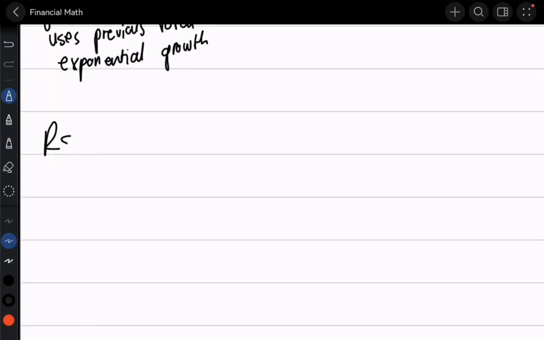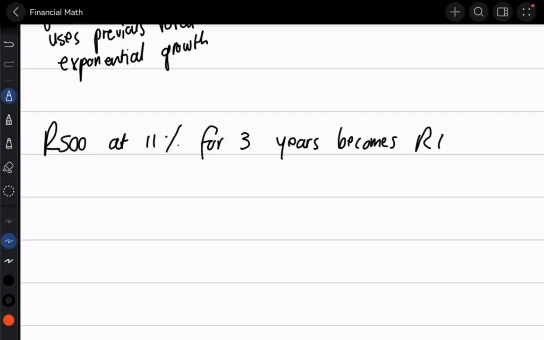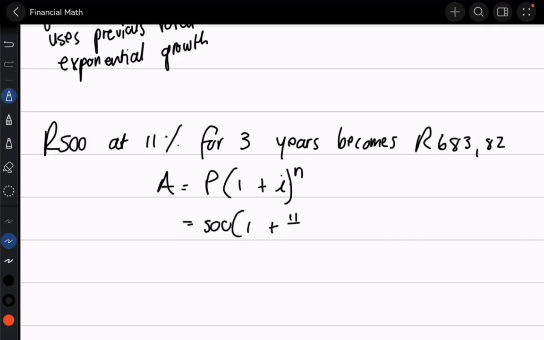So let's say the question says to us: 500 at 11% for 3 years becomes 683.82. So the trick is to just always use your calculator. Okay, so over here, literally, it's the same concept. I mean, they even gave us the answer. So we can just say A equals P(1 + i) to the power of n, and A is 683.82. 500, 1 plus i, which is 11 over 100, to the power of 3, and that should give us this. That's just really testing to see if you know how to use the formula.